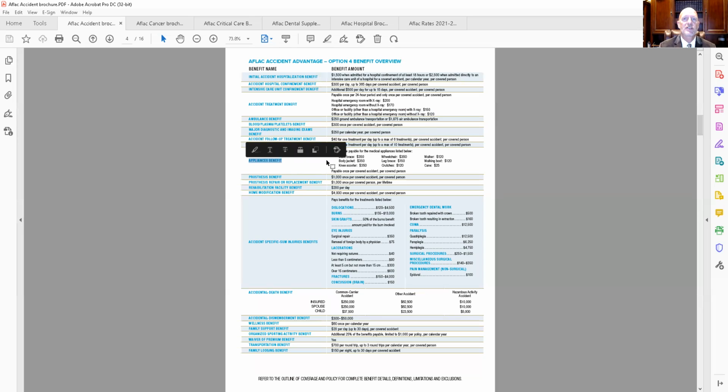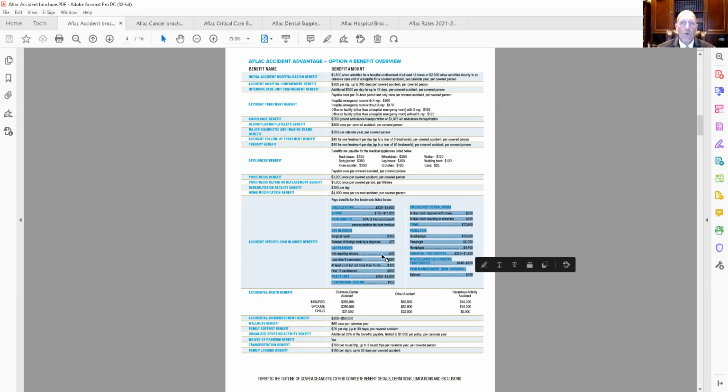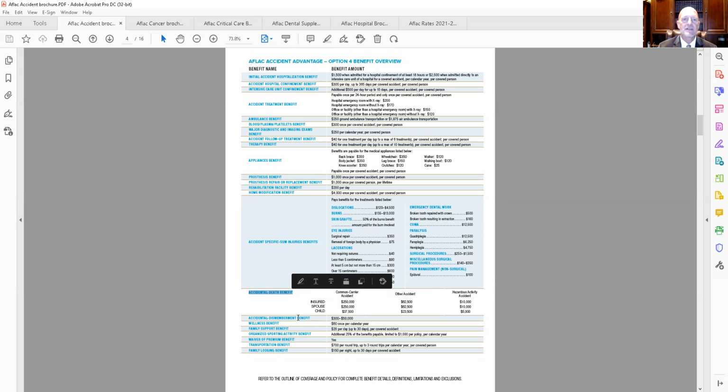Appliances are things like crutches and leg brace, et cetera. So they have a benefit for that. They also have accident specific injuries benefit, which pays you up to $13,000 for your injuries on or off the job. What they simply do is they look up what you had done, a broken leg, a broken arm, a laceration, a broken tooth, and the policy pays a lump sum benefit. And these are just examples for the injury. It does include accidental death and dismemberment.